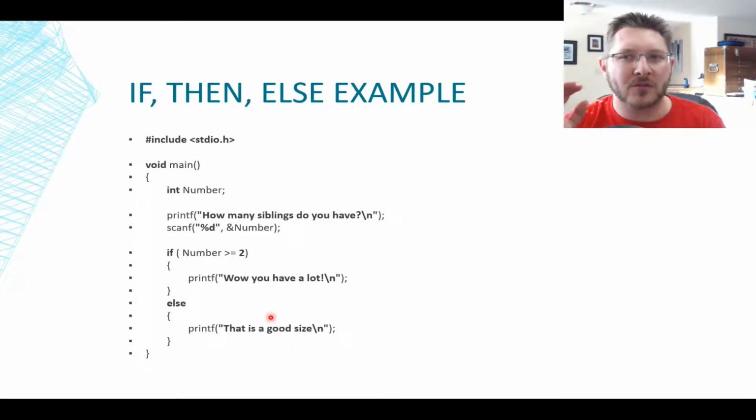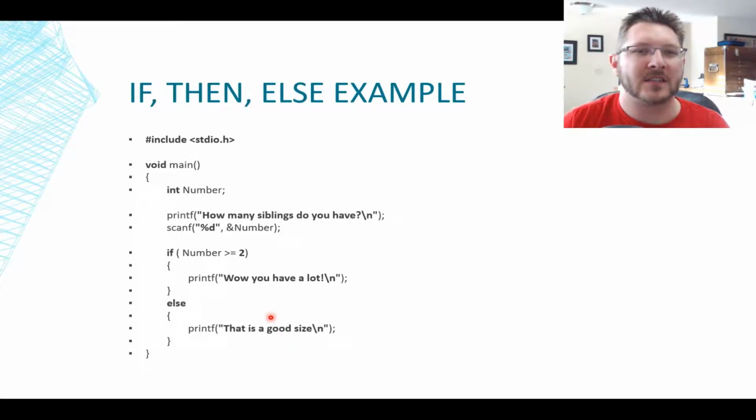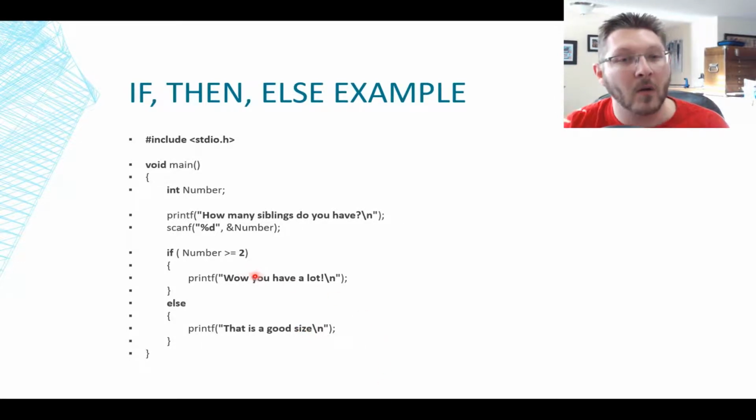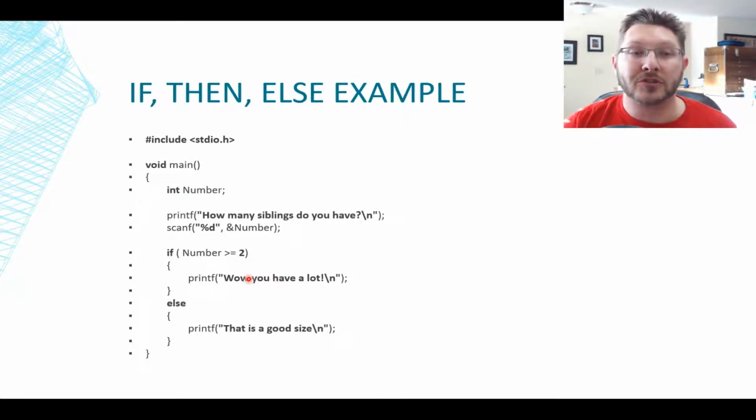Now, we'll get to how to check corner cases, because obviously you could type in a negative number and it would tell you that that's a good size. So there are some errors in it, but stick with me. We're doing basics. So basically, if it's greater than or equal to 2, then we execute this code right here. Anything else, it will say this is a good size.